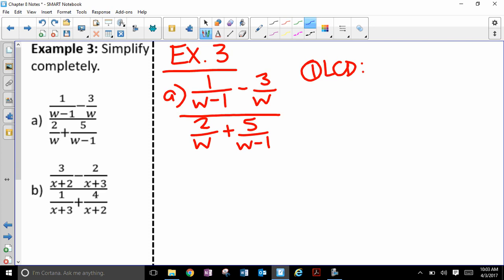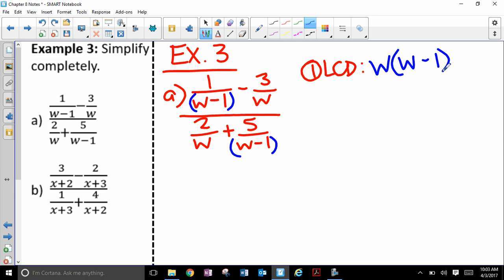So our LCDs that we're looking at is we have the w minus 1 and w, and w minus 1. So what do you think that our LCD should be? Yeah, it's going to be w. We have 2 fractions that have just a single w, and then we have 2 fractions that have this w minus 1. So our LCD is going to look like that.